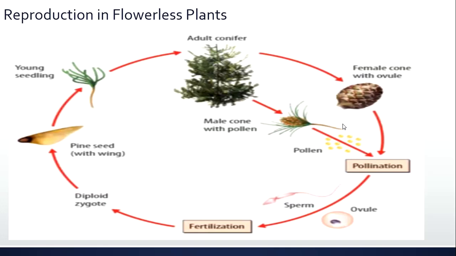A zygote forms when a sperm from a male cone fertilizes an egg. The zygote is the beginning of the diploid generation. Seeds form as part of the female cone. So this is the reproduction in flowerless plants, as you can see here in this life cycle.